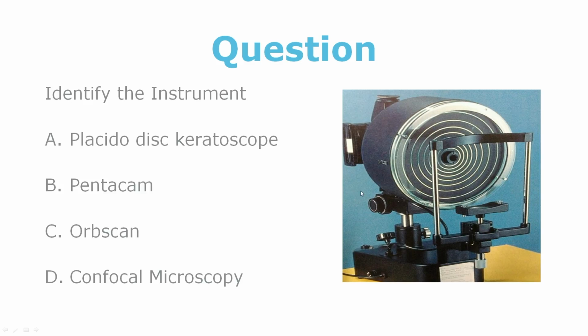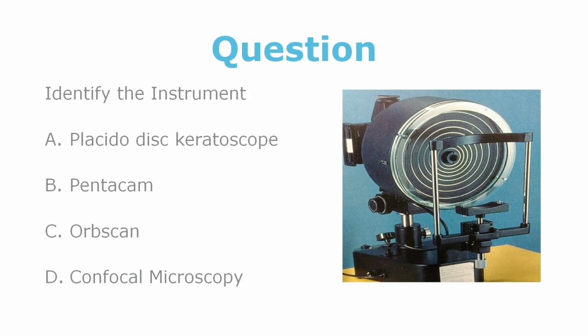Now, see this figure. What is this instrument called? This instrument is a placido disc keratoscope. Can you see the circular rings here? So basically, the patient puts the chin here, and then after putting the chin, this keratoscope maps the anterior curvature of the cornea. So this is a placido disc keratoscope that maps the anterior curvature of the cornea.